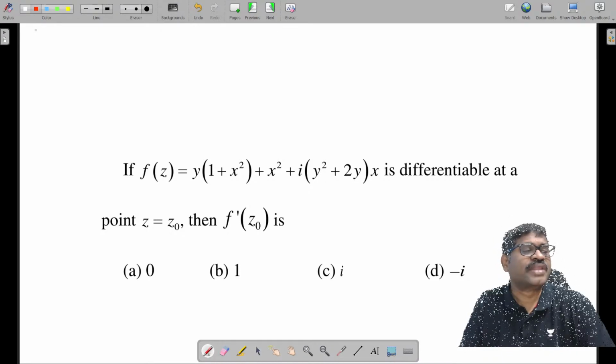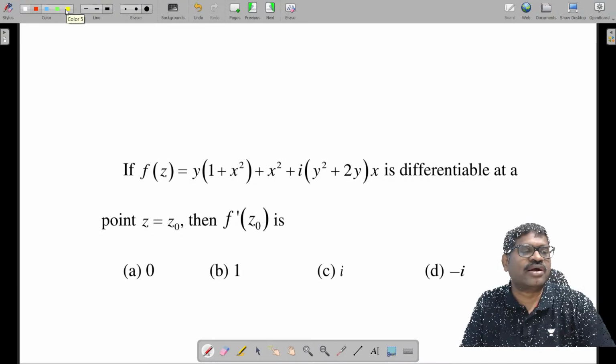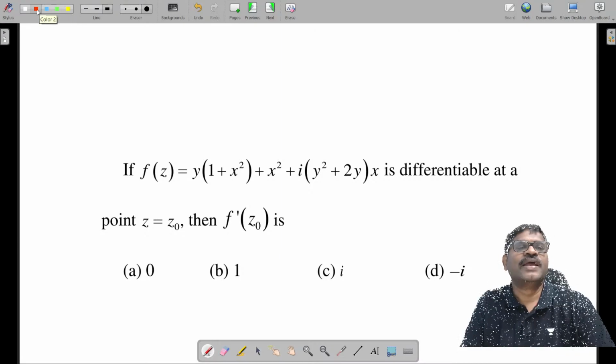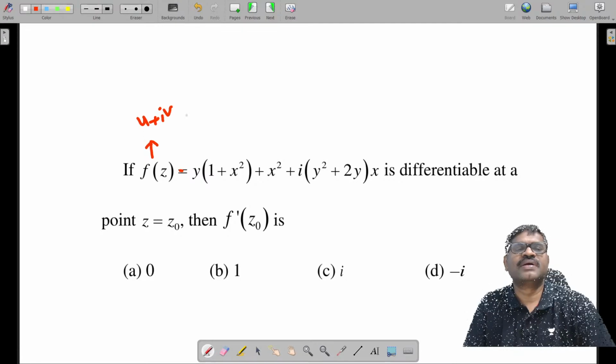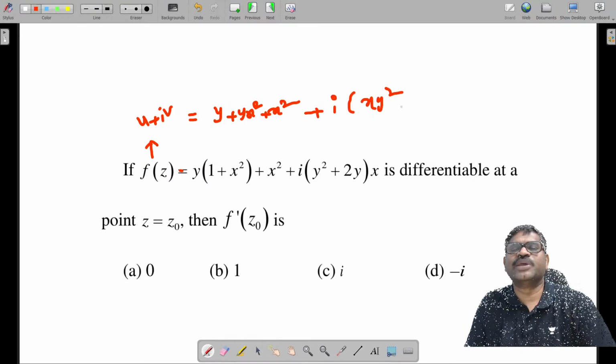Come to the problem. f of z is y of 1 plus x square plus i into y square plus 2y into x. Simple. You write the real part and imaginary part. f of z is nothing but u plus iv. What is the real part? y plus yx square plus x square, plus i into xy square plus 2xy.